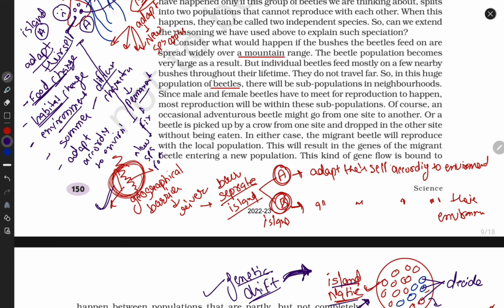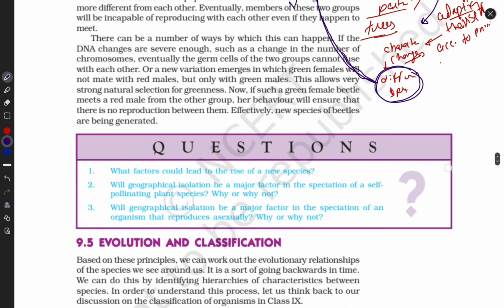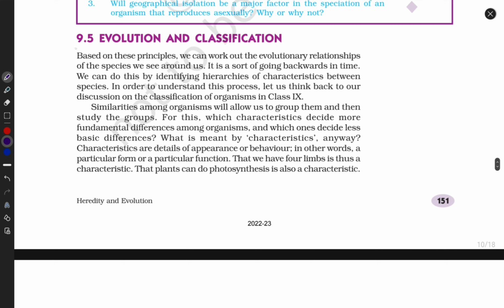Speciation is clear. Okay, now switch to other topic, evolution and classification. What is evolution and what is classification? Many scientists give hierarchies. What are hierarchies? Nothing special. According to different characters, scientists put them in a new group. According to new characters, scientists put them into a new group.